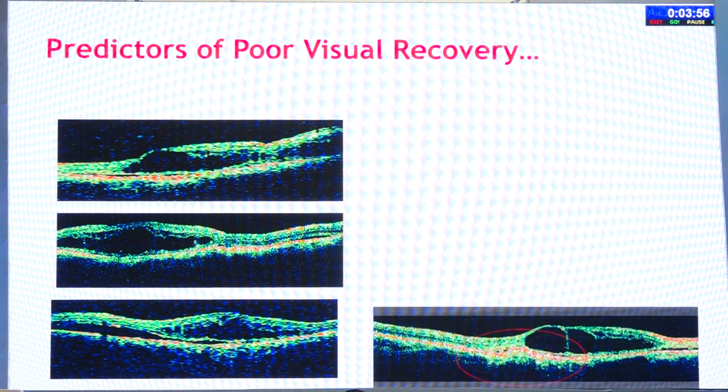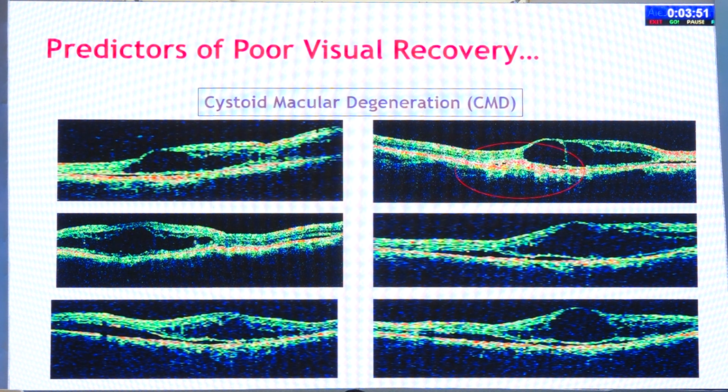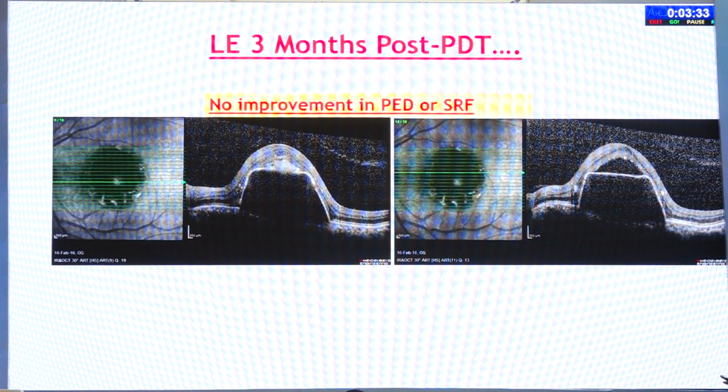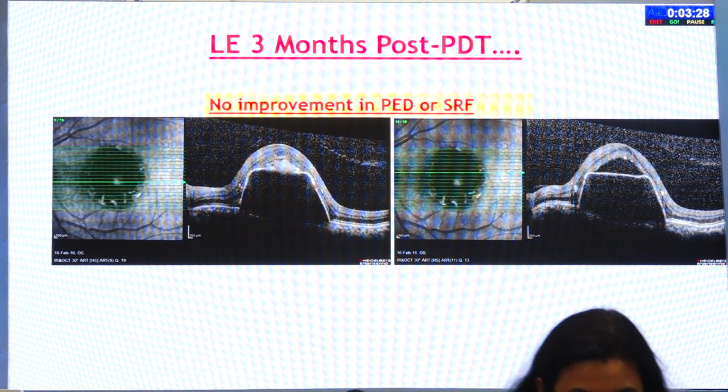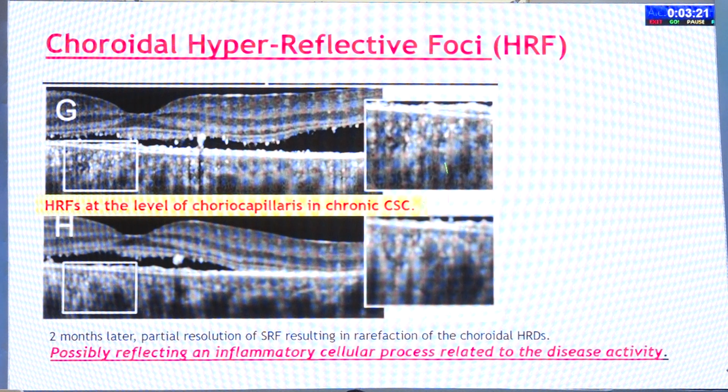As we already mentioned, these cystoid spaces on OCT, called cystoid macular degeneration, are a poor prognostic indicator, along with the finding of acquired vitelliform lesions or AVL in the presence of chronic CSC and PED. Here you can see that after photodynamic therapy, there is no response. This is before and this is after PDT. Usually it resolves significantly well, but in the presence of AVL, it is a poor prognostic indicator.